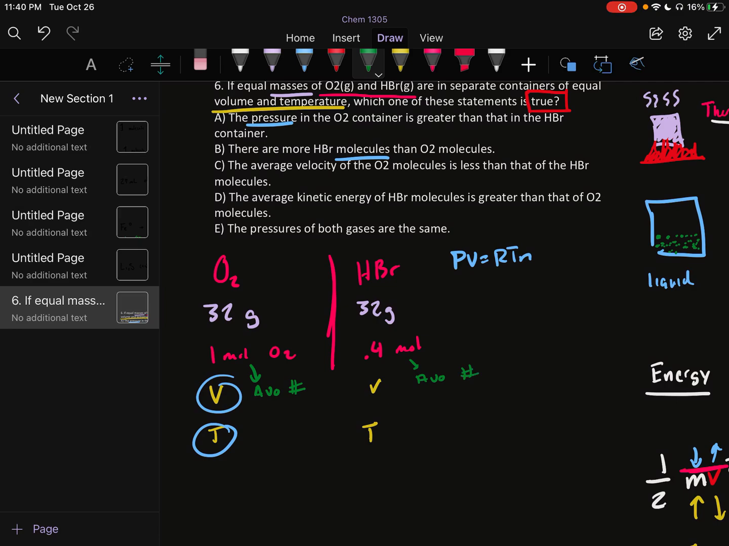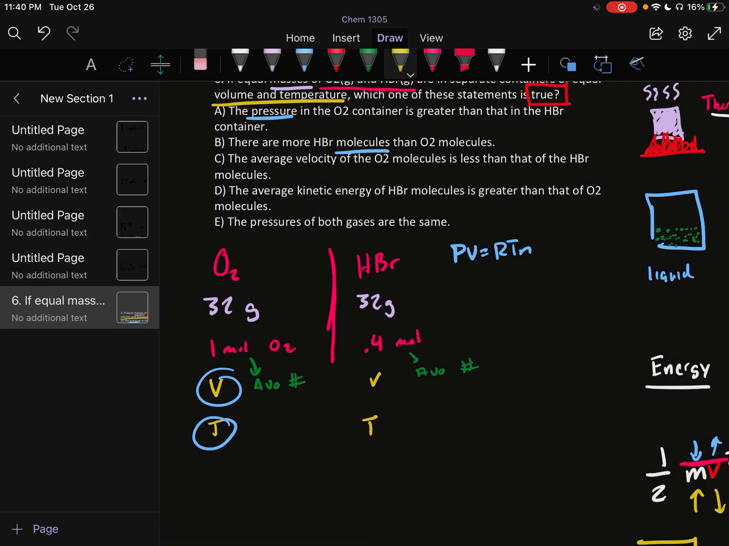Avogadro's number. And we are going to be talking about kinetic energy and what else? Velocity, right? So that's why we went through that whole long-winded explanation about using 1/2 mv squared. Because if you're just looking at this, PV = nRT, we're not worried about velocity. There's no way that we can actually get velocity.